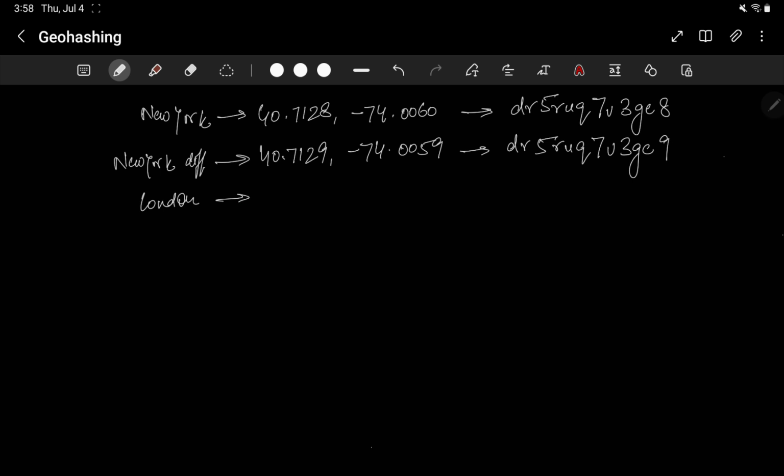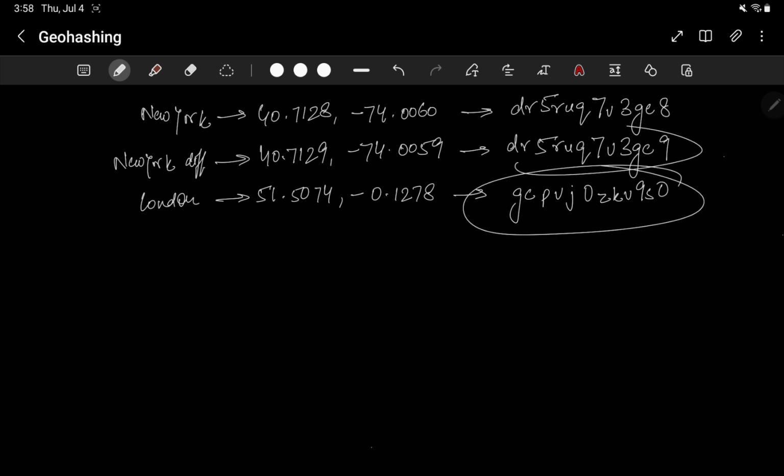For London, the coordinates are 51.5074 and minus 0.1278. If we encode it, it will give us G C P V J 0 Z K V 9 S 0. If you see, this is drastically different from this, right? Which suggests that obviously they are not nearby. Even the first character is not the same. It means they are very, very different from each other, very far away from each other.